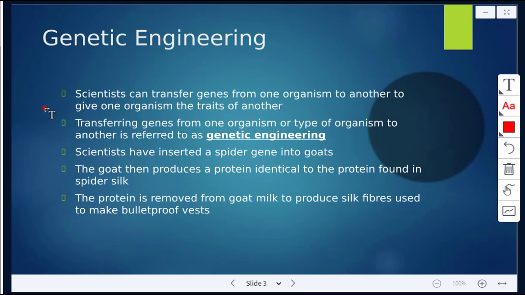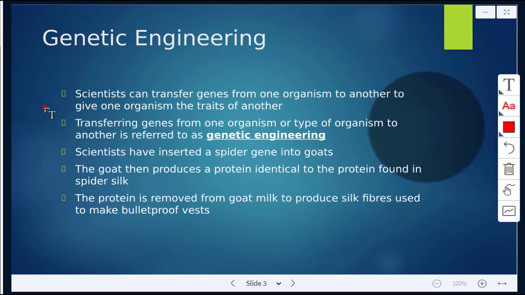And because of all of this knowledge, things like cloning and genetic engineering have developed. So with genetic engineering, scientists can transfer genes from one organism to another to give one organism the traits of another. And that is what genetic engineering is, transferring genes from one organism or type of organism to another.